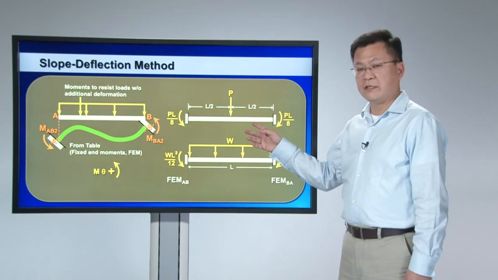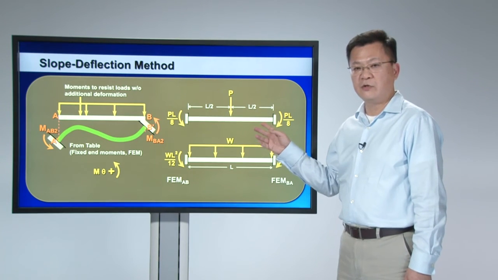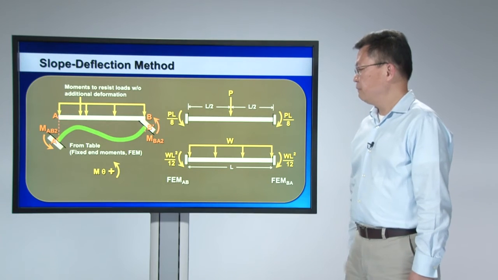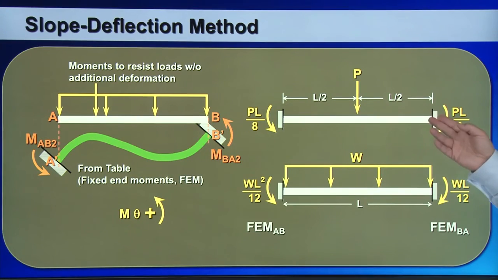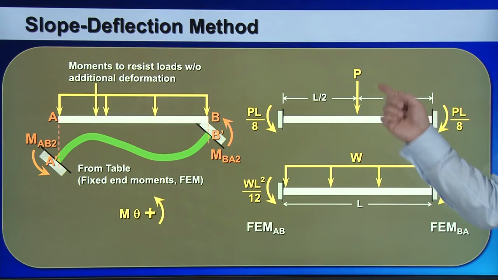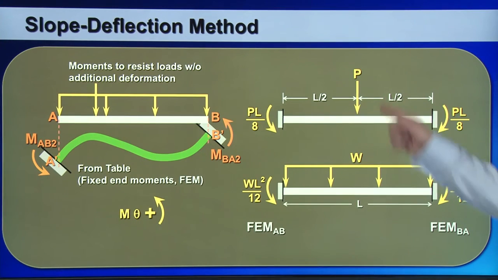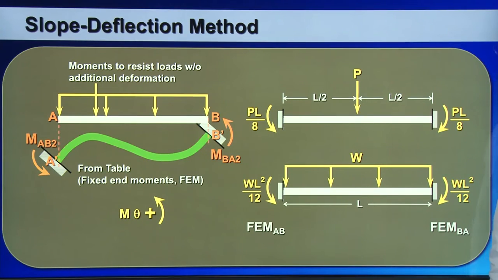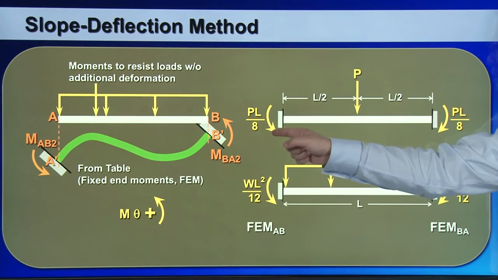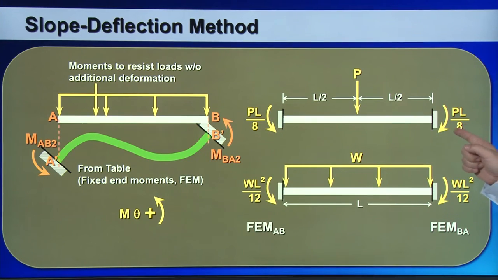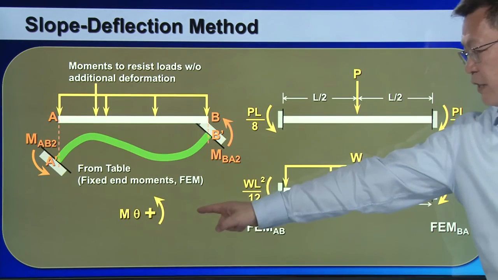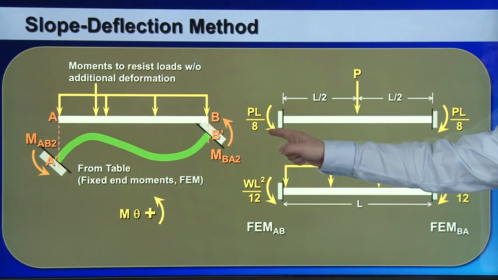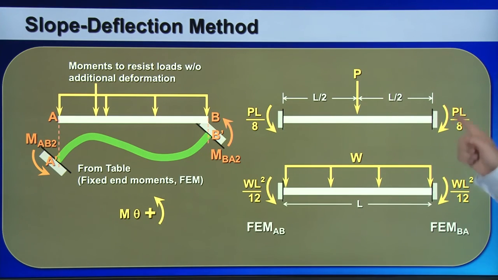Now, there are two cases of fixed end moment I would like you to remember. First is the fixed end moment corresponding to a midpoint concentrated force. So if you have a concentrated force applied at midspan, the fixed end moment is PL over 8. According to our sign convention, this PL over 8 on the left is positive. This PL over 8 on the right is clockwise, so according to our sign convention, it is negative.